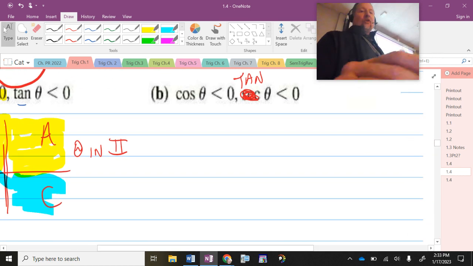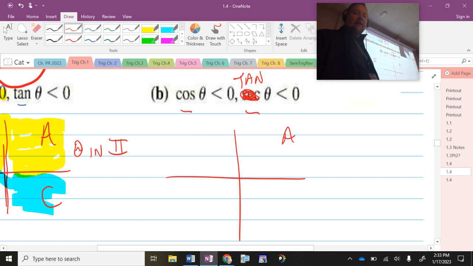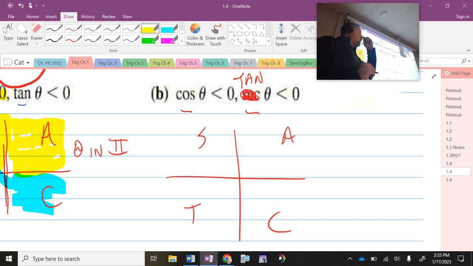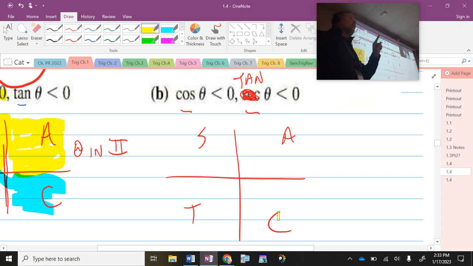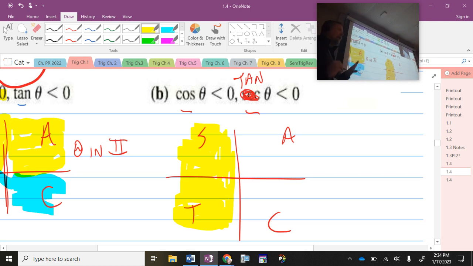Okay, so let's do it again. Cosine of theta is less than 0. What does that mean cosine is? Positive or negative? And then tangent of theta is less than 0. What does that mean tangent is? Okay, so we've got to do a little reverse thinking. ASTC. Let me get the yellow. Where's cosine positive? 1 and 4. Here's the C. So where is it negative? 2 and 3. So cosine of an angle measure in these quadrants will result in a negative.